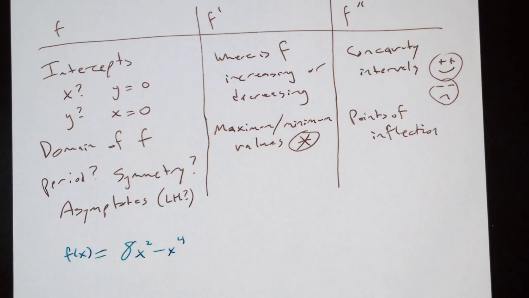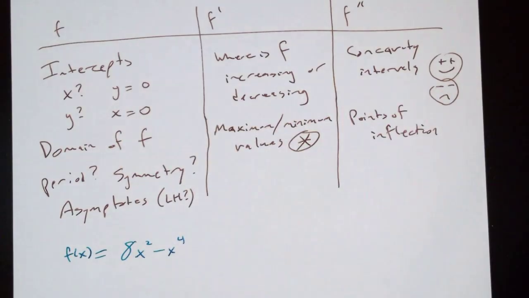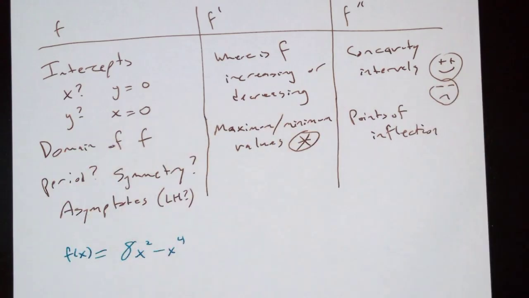I'd like a decent graph of this. I want to do this process. I want to run through all of these steps and use them to help me get a picture that encompasses all of the interesting bits of this graph. And I want to be able to label those.